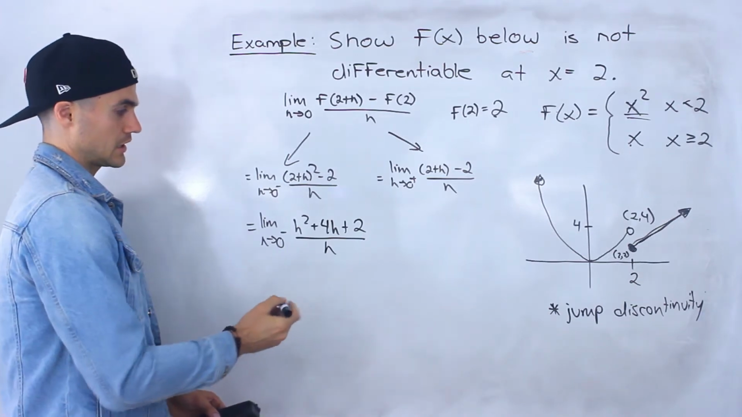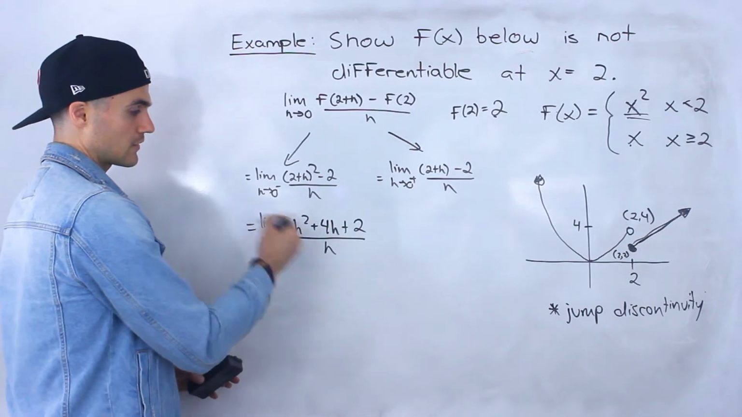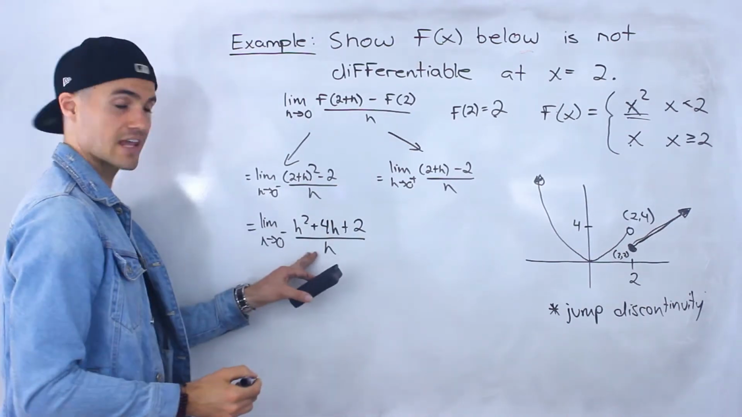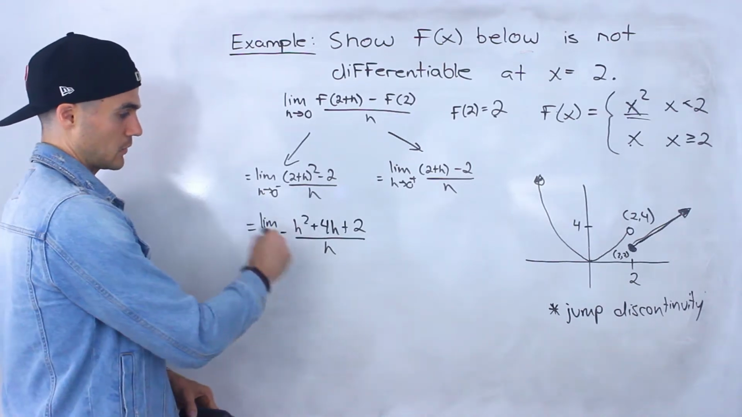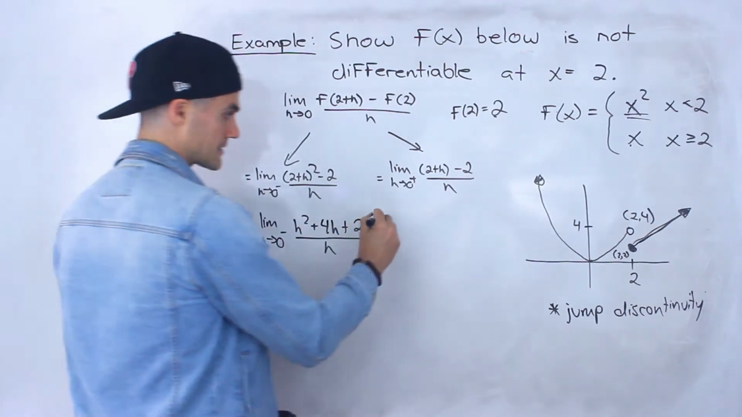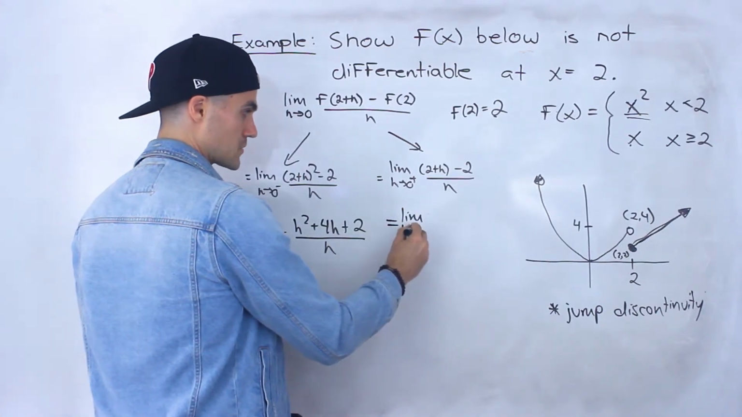Now, unfortunately, we can't simplify this any further. Notice we can't factor out an h that's going to cancel out with this h at the bottom. So we're going to have to do a little bit of work to find out what this limit is. So I'm going to come back to that. Let's simplify this other limit as much as we can.